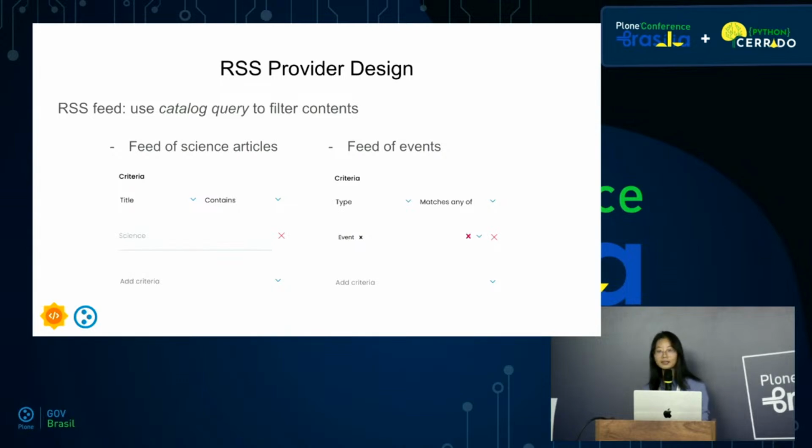Similarly, if I want to provide an RSS feed for users who want to stay updated on the events on my website, I could use a query to filter for all the event content types on my website, and then provide users with a curated list of all the events. Those are the use cases of an RSS feed that a website admin could use for their users.